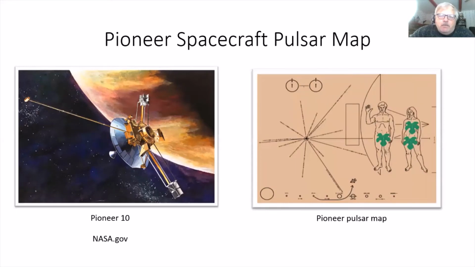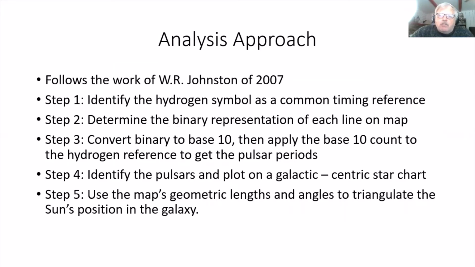Pioneer 10, as you can see on the left, had the map installed. W.R. Johnson, 2007, put out a paper trying to go through this pulsar map, and that gave me a lot of inspiration and steps. I'm going to follow a lot of his steps, but I went farther in using the data to actually navigate and put it in galactic coordinates.